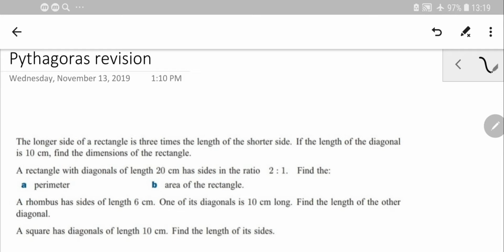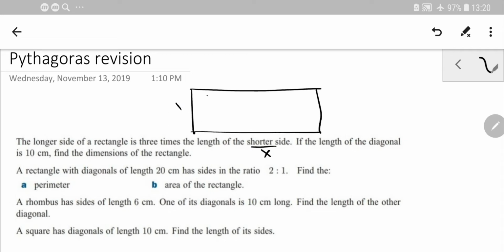So the first task here: the longest side of a rectangle is 3 times the length of the shortest side. If the length of the diagonal is 10 centimeters, find the dimensions of the rectangle. Okay, so right now we have a rectangle, and we have sides, the longer side 3 times the length of the shorter. So let's say the shortest side is x. So what about the longest side? 3 times means 3x. Okay, the length of the diagonal is 10.